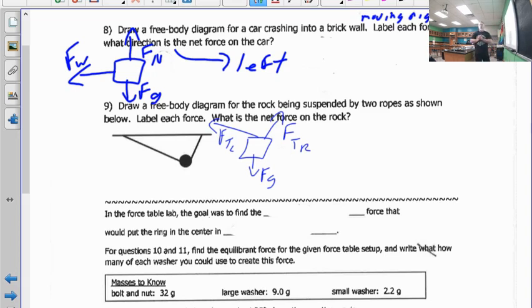Now, what's the net force on our rock here? Everybody want to take a guess at this? What's the net force on our rock?